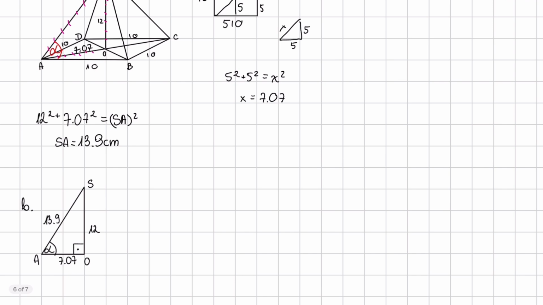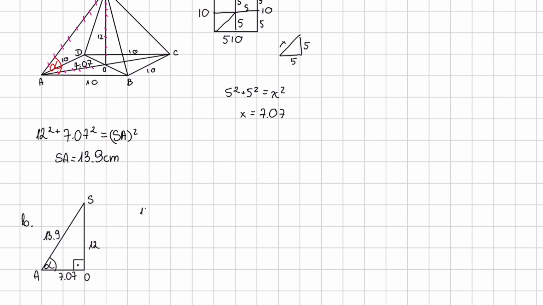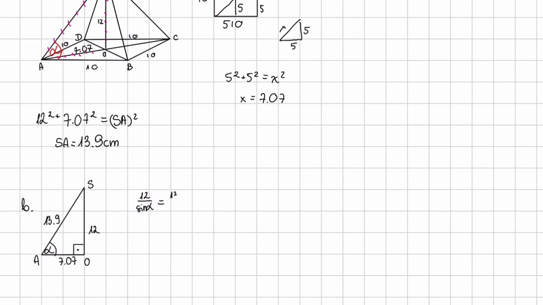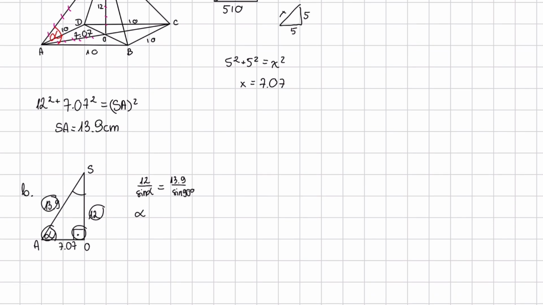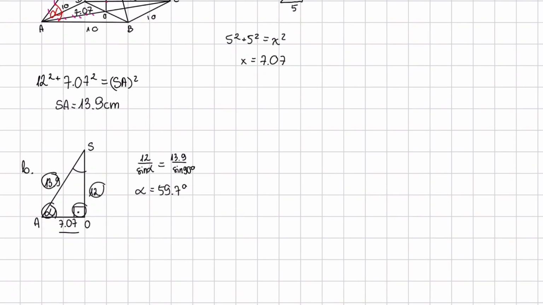So now we can use, for example, the sine rule in order to calculate this angle. So 12 over sine alpha equals 13.9 over sine 90, and we have to calculate our alpha. We took this side because we have an angle opposite to it, and here we are looking for alpha, and we don't know this angle, so 7.07 is useless. And the answer is 59.7 degrees.